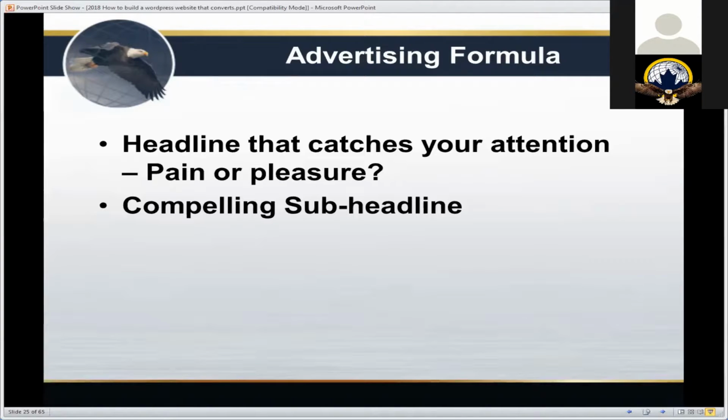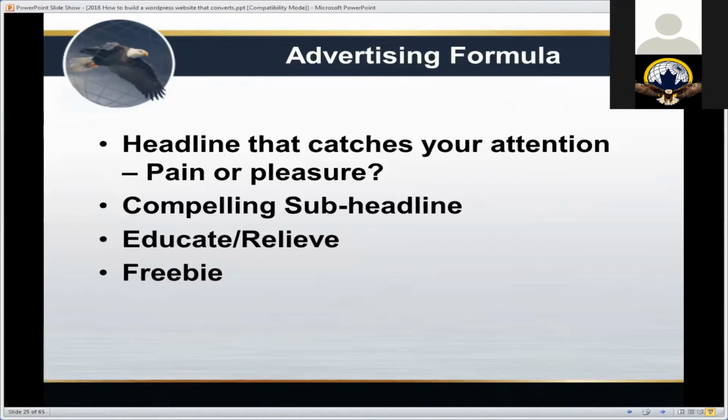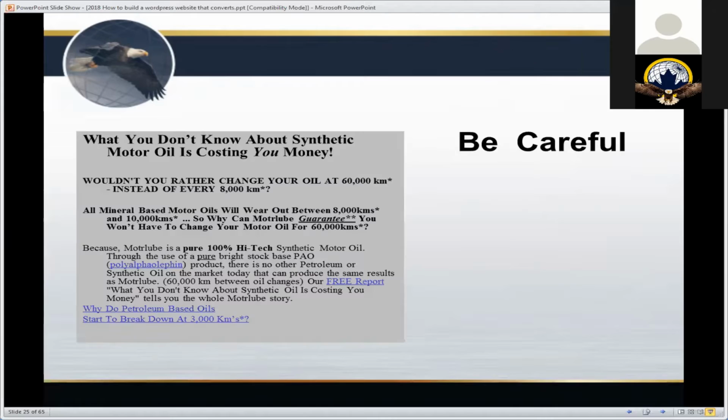And what we want is compelling subheadlines also. And the subheadlines have to educate and relieve. And you want to offer some kind of freebie, some kind of special offer to say, hey, I'm not just going to relieve the pain and the issues that you have. What we're also going to do is show you how you can actually get more of what it is that you want, what it is that you're looking for based on that particular activator. And we want to put a little bit of scarcity or urgency in that special offer, saying that only for X amount of time will this be available.